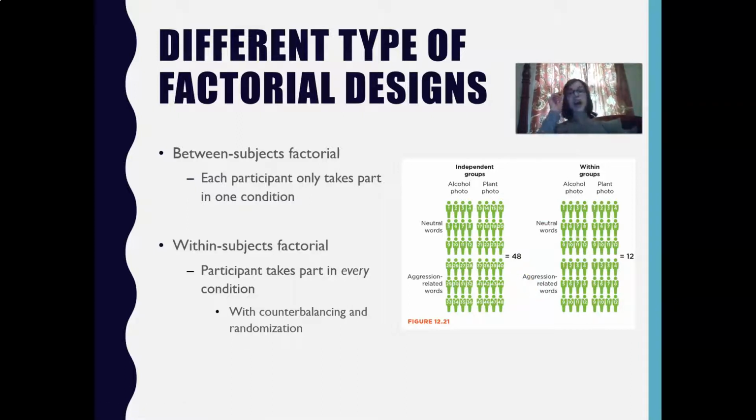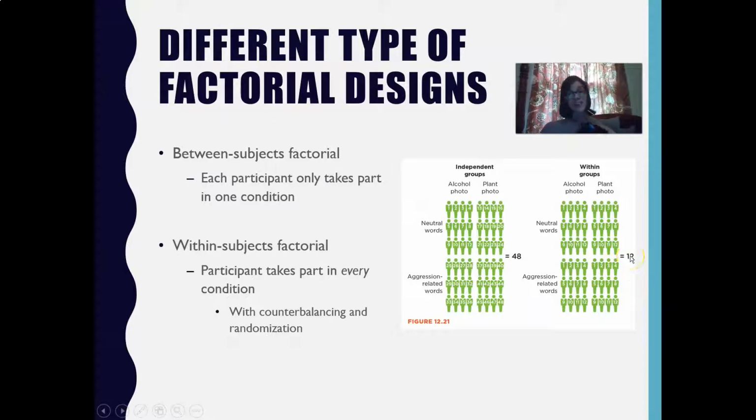Now, on the other hand, and this is how I tend to do a lot of my studies, you can do a total within subjects factorial. In this case, everybody takes part in all four conditions. So these same 12 participants will get an alcohol photo with neutral words. They will also get a plant photo with neutral words, an alcohol photo with aggression words, and a plant photo with aggression words. So everybody gets exposed to all four conditions. Participants will take part in every condition.